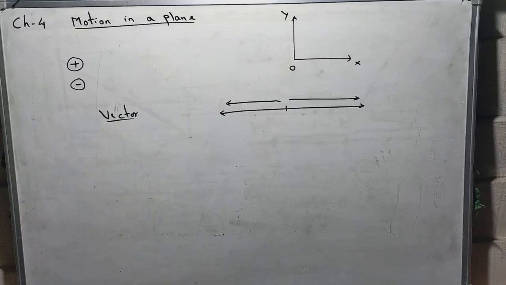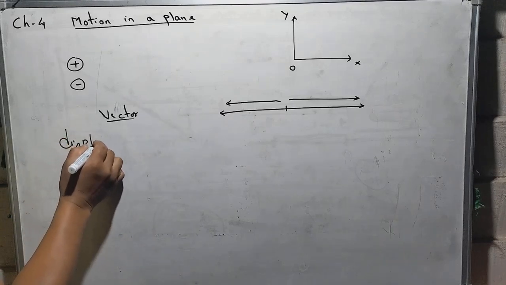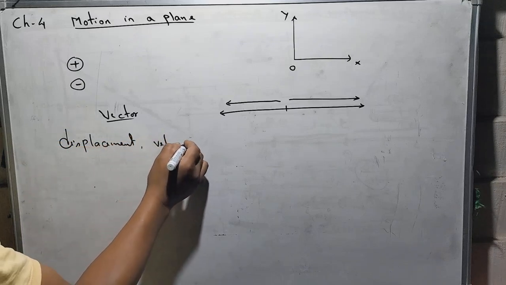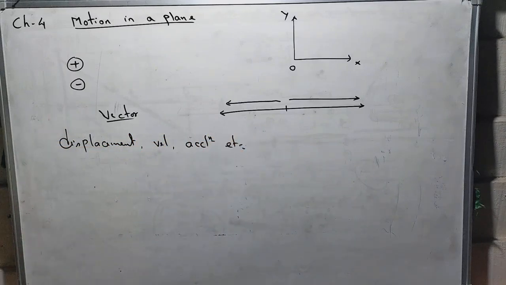So I hope you still remember about vectors from class 9. You have learned about the definition of it. A vector is defined as a quantity which has both magnitude and direction. Examples are displacement, velocity, acceleration, etc. So these are vector quantities.